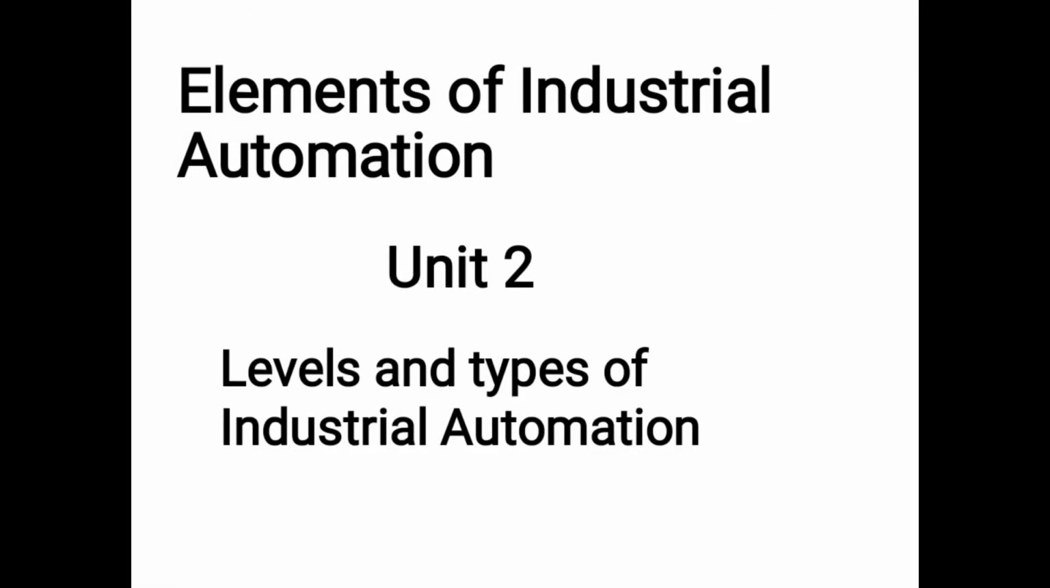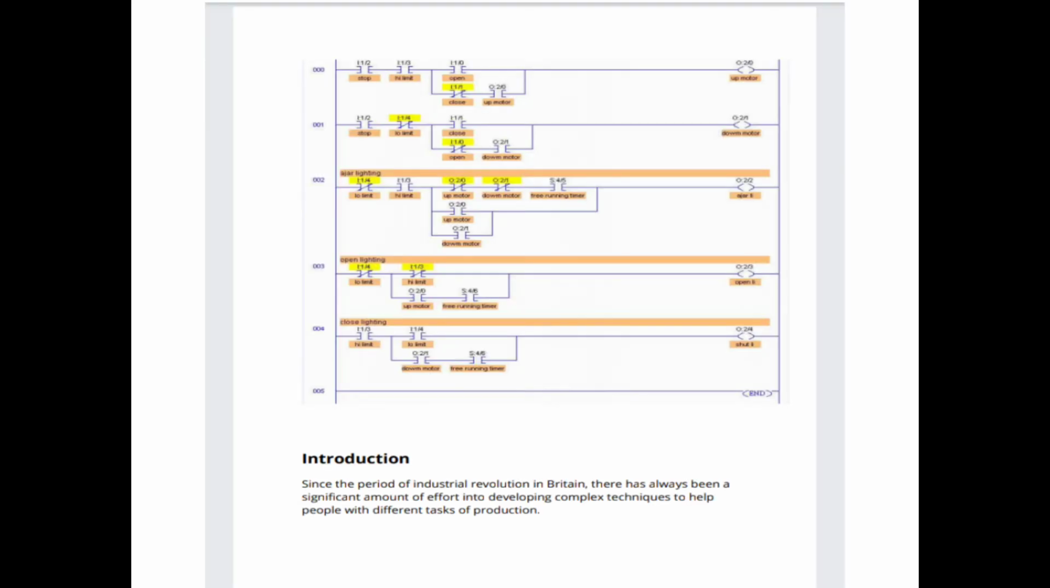Today's topic is elements of industrial automation. Unit 2, that is the levels and types of industrial automation. Means in this unit we learn what industrial automation is and their types, also the advantages and disadvantages. It is a very important topic. So first of all, the introduction.